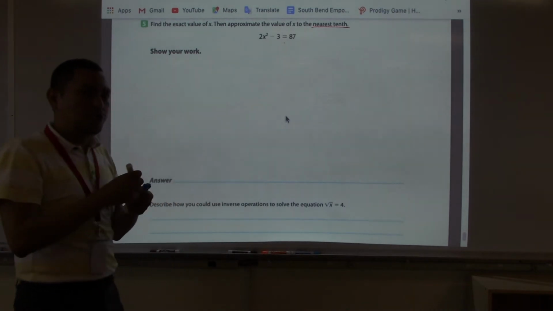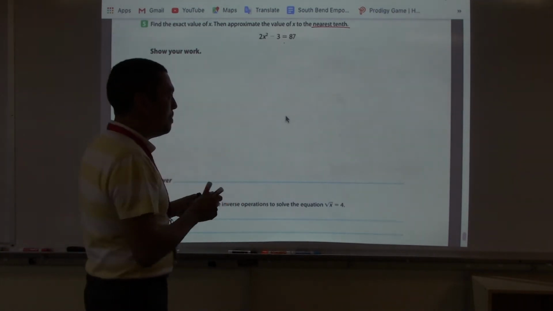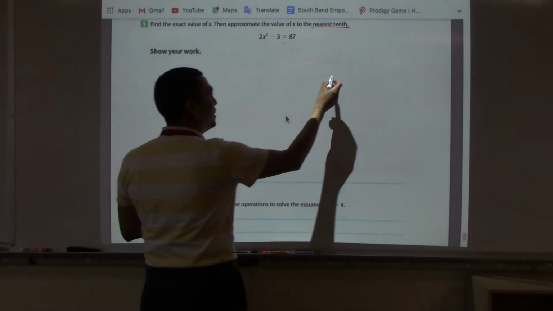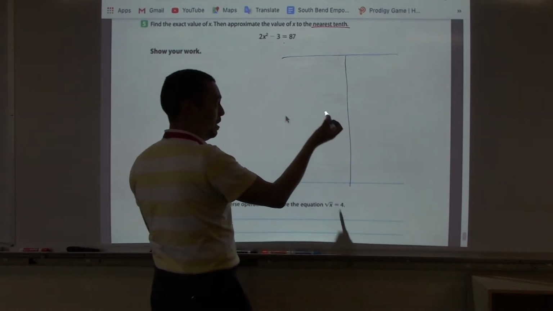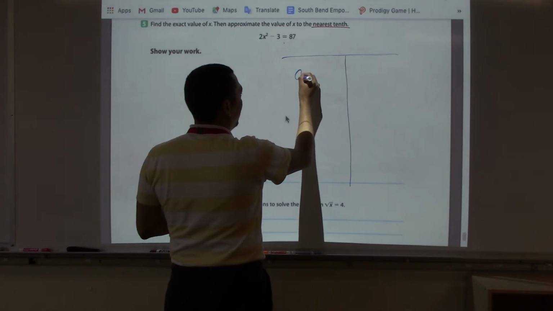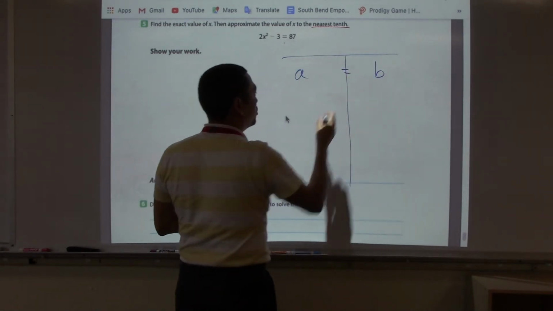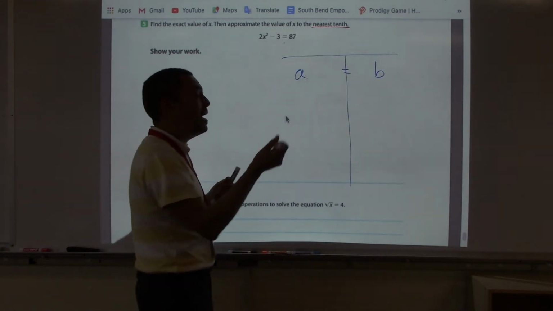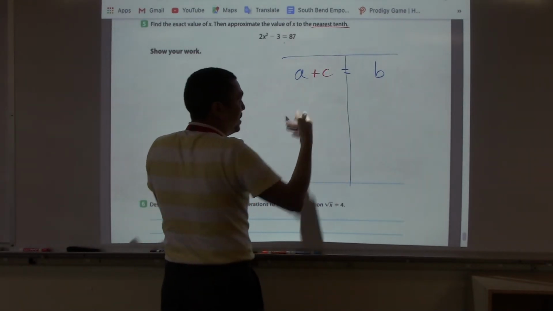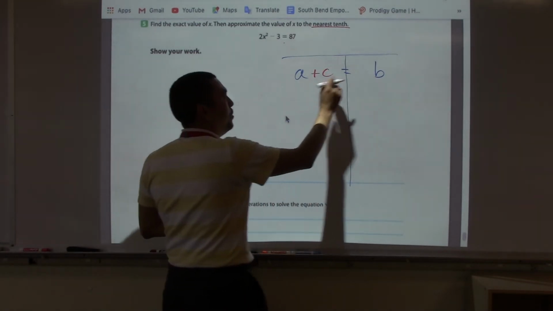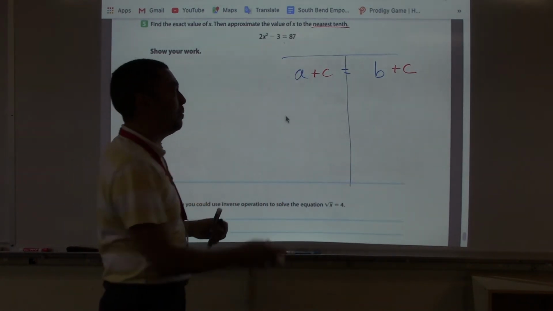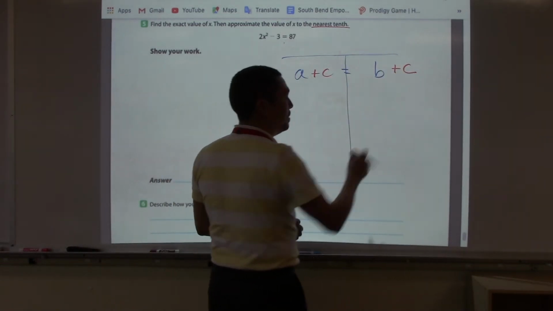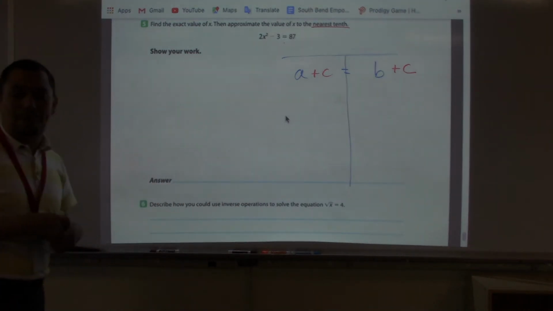What I'm going to do is solve the equation first. Remember the golden rule: whatever happens on one side of the equation, happens on the other side. For example, if I have a and b, a equals b, and I add a number, I'm going to say c, I have to add it on the other side. That's the golden rule of equations. Whatever happens on one side, happens on the other side. Okay, so let's apply that rule.